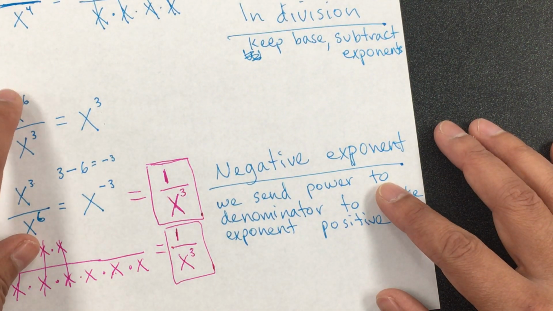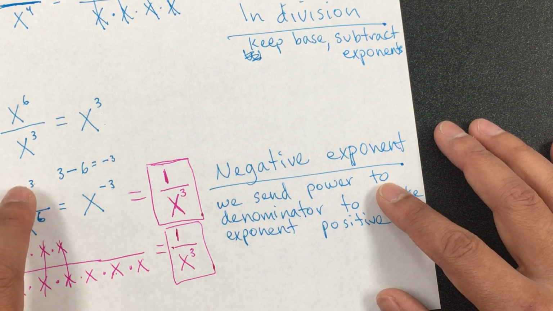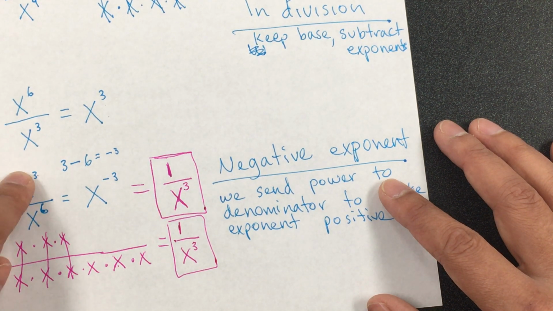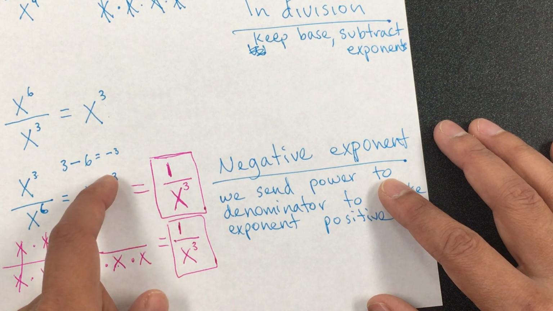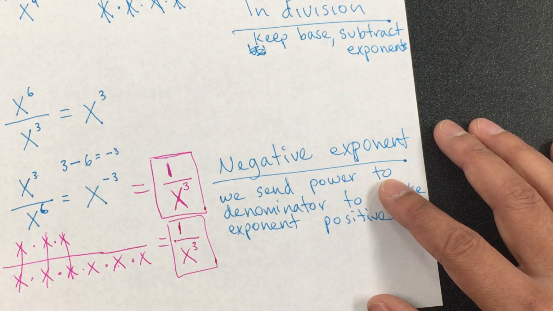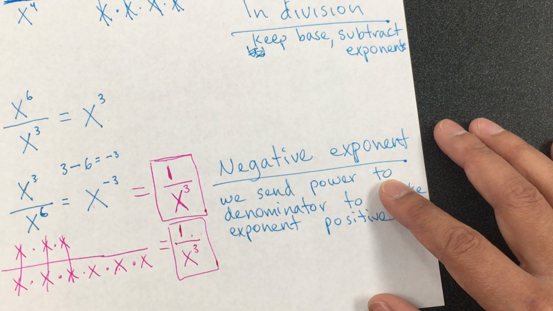Again, if the numerator is bigger, you're going to end up with a positive exponent. But if both are positive and the numerator is smaller, then you're going to end up with a negative, which means send it to the dungeon. Okay, the dungeon is at the bottom of the castle. Send it to the denominator to make it positive. Al calabozo.